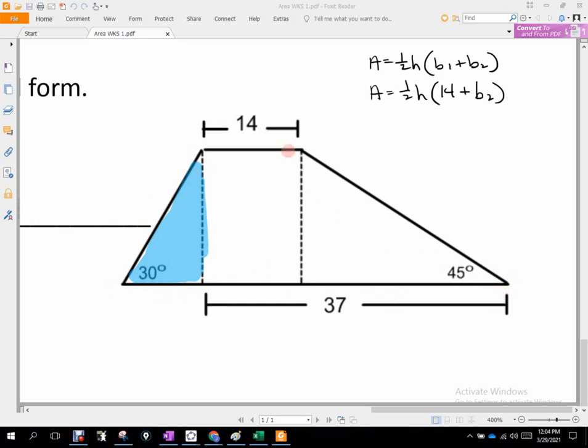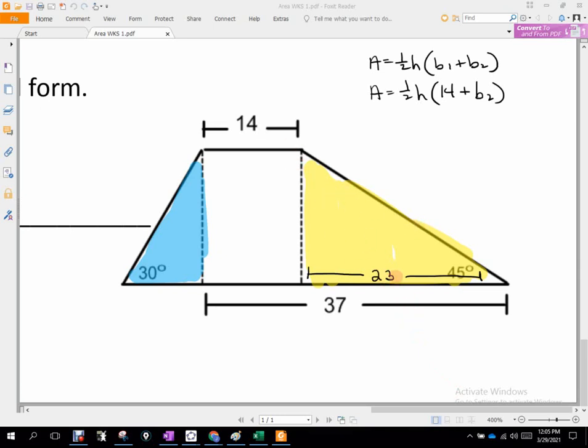Okay, I can subtract 37 and 14. And when I subtract 37 and 14, doesn't that give me something over here in this triangle? Okay, so when I subtract those, what's that give me? Okay, so it gives me 23, which then turns into this distance right here, correct? From there to there. Is that all right with everybody? That's 23.